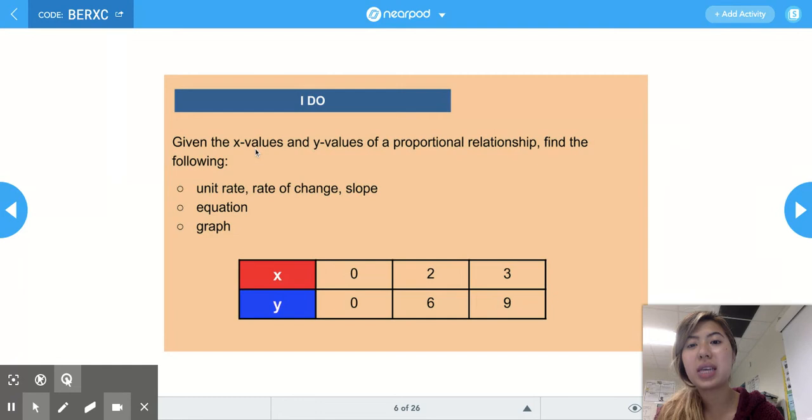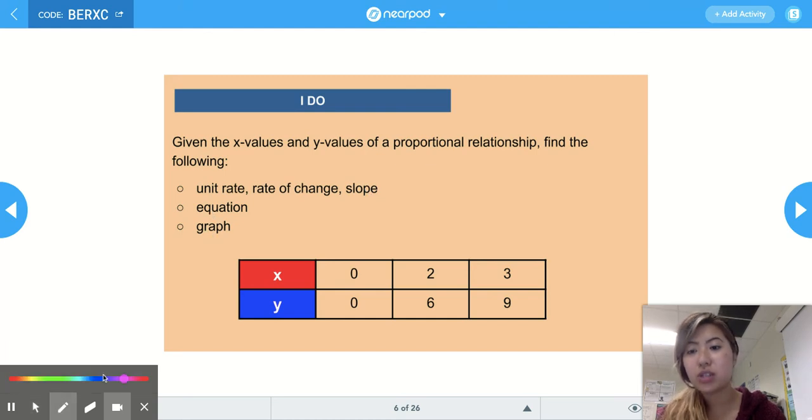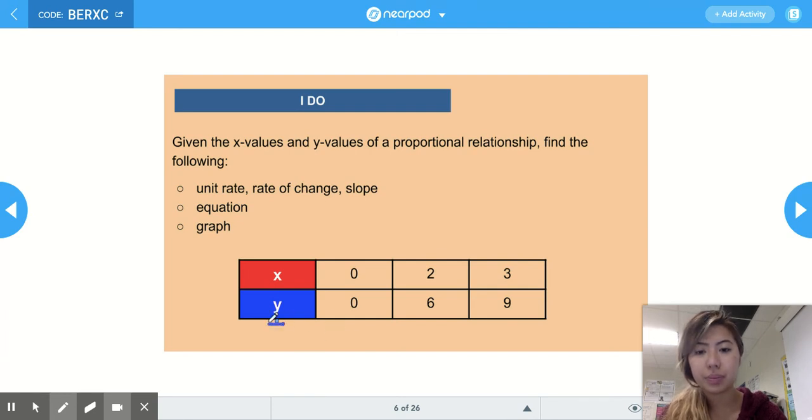This I do problem reads, given the x values and y values of a proportional relationship, find the following: the unit rate, the rate of change, the slope. Write an equation and graph the points. So starting with our y values, from 0 to 6, we're adding 6. From 6 to 9, we're adding 3.